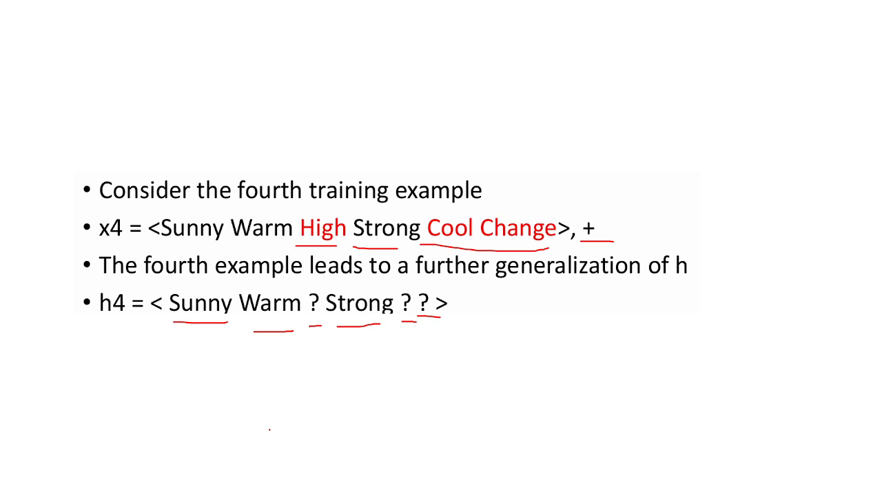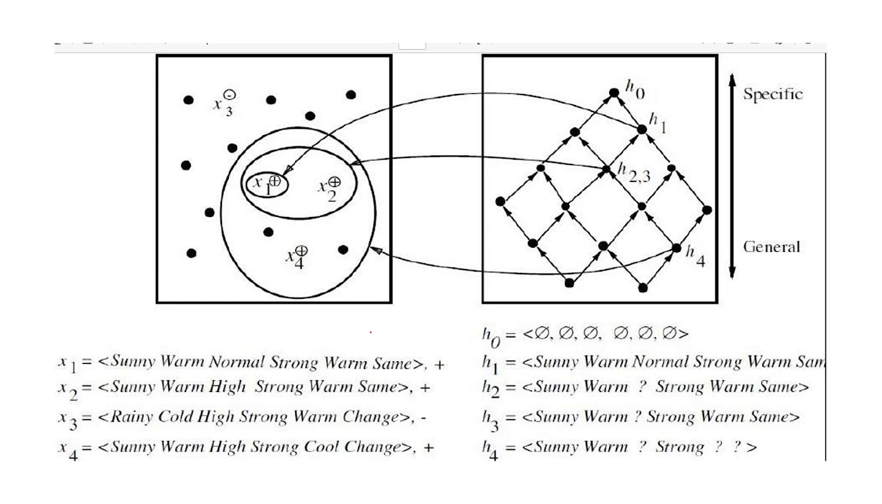We don't have any more constraints, so this is the most general one. When the first parameter, second parameter, and fourth parameter are sunny, warm, strong for this data set, you can play. And the question mark does not affect it at all. So if this is a version space, we have got four examples. In that, x1 is a positive example, x2 is a positive example, x4 is a positive example, and x3 is a negative example. This is the most specific case where all the attributes are zero. This is the most general case where all the attributes are question mark.